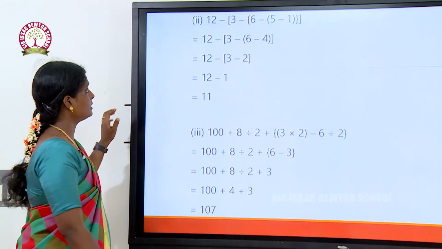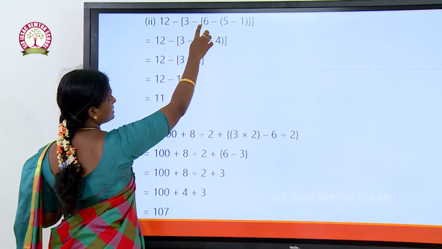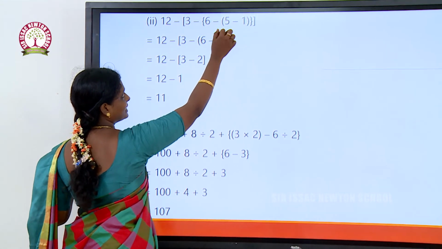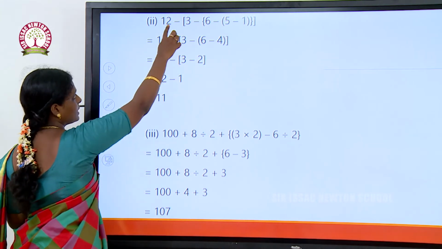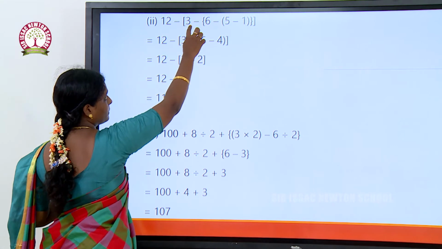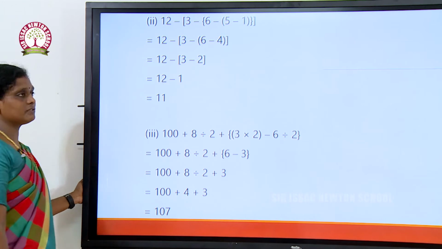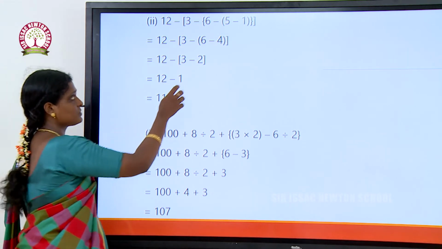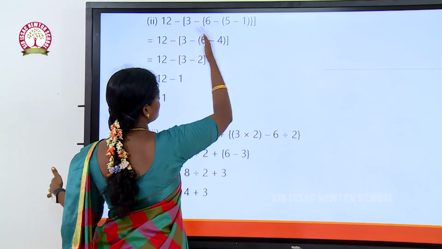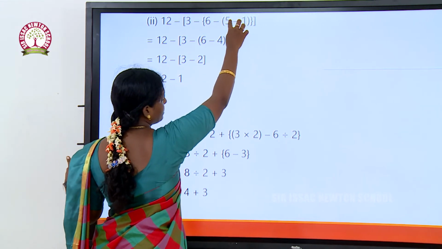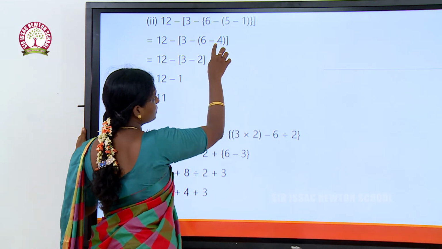Okay. So, next question, 12 minus bracket of 3 minus again bracket 6 minus and again bracket 5 minus 1. So, 12 minus 3 minus 6 minus 5 minus 1. So, already I have told you, you have to give importance to brackets. So, I am going to solve this from the last bracket. So, 5 minus 1 means what will you get?